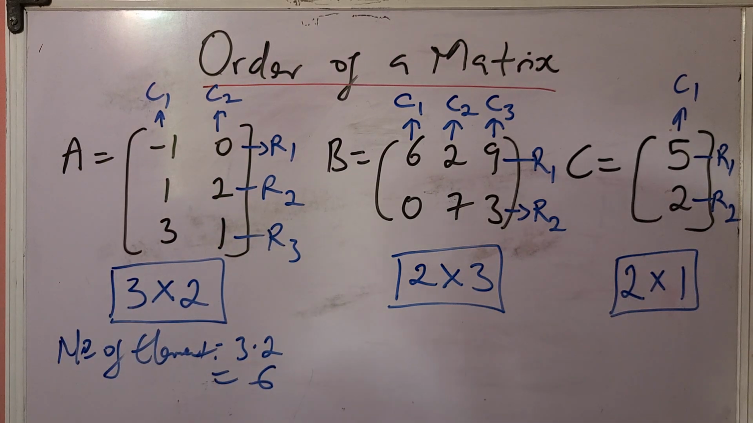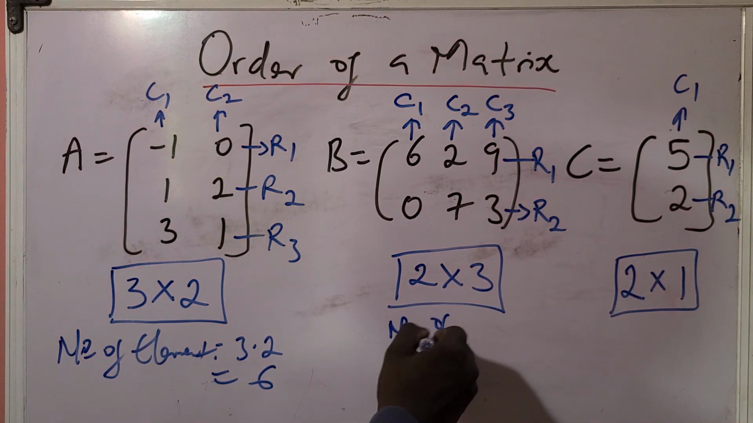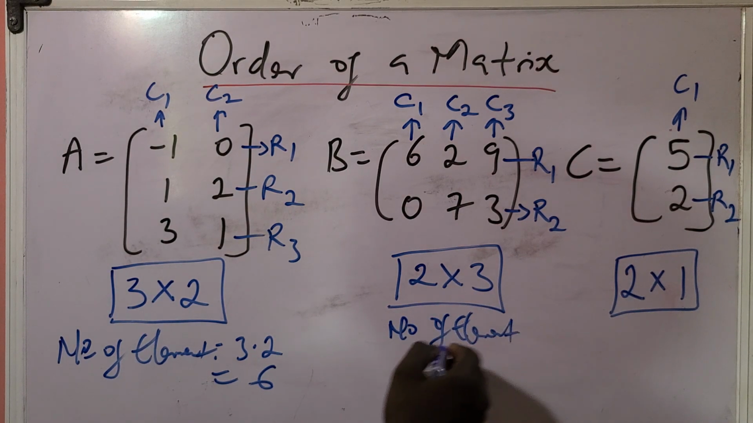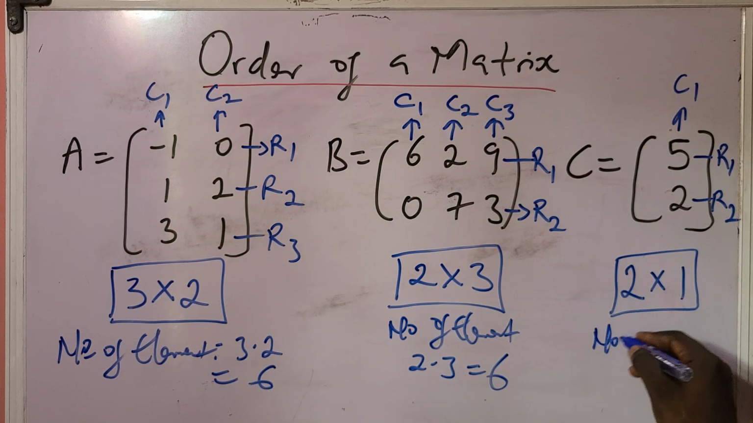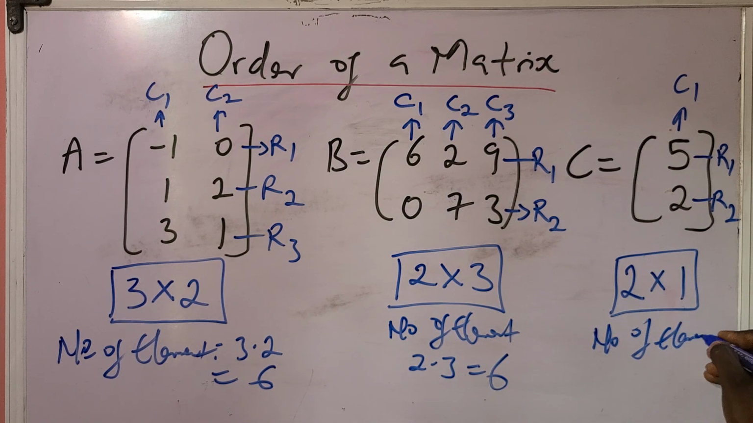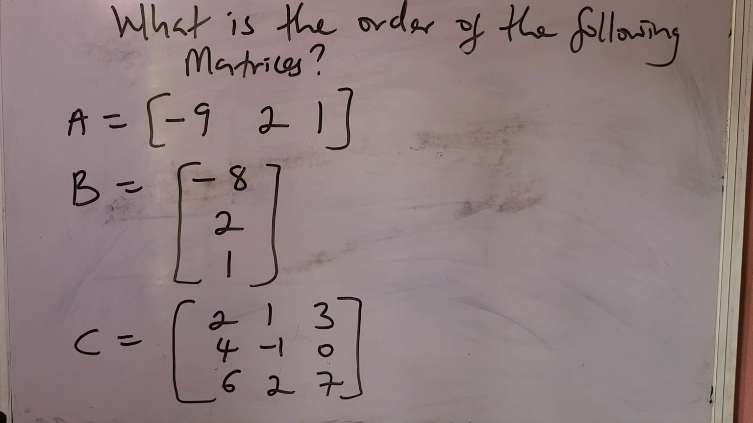And matrix B obviously will also have a number of elements of 2 times 3, which is also 6. And for matrix C, the number of elements there will be 2 times 1, which is 2. So you can use the order of a matrix to always get the number of elements of that matrix.